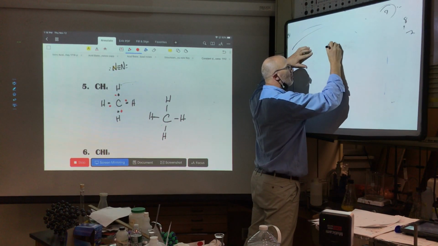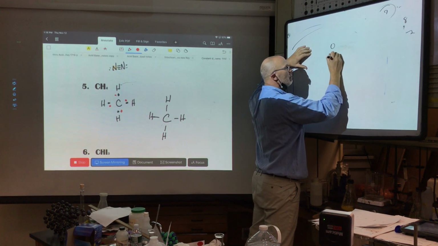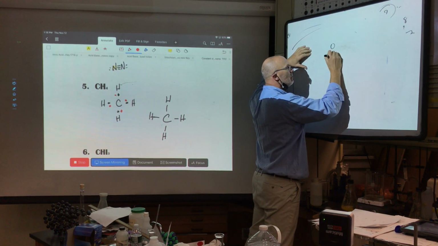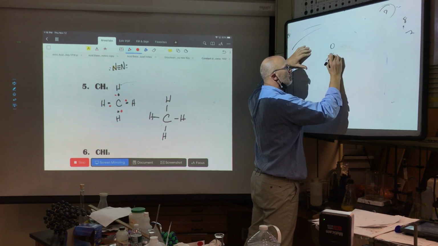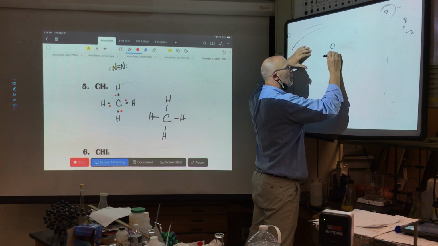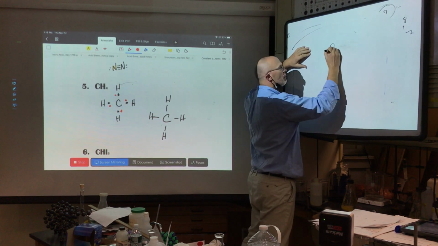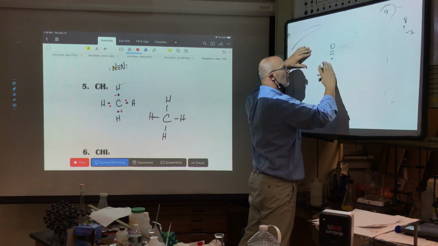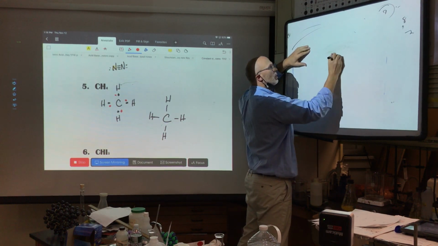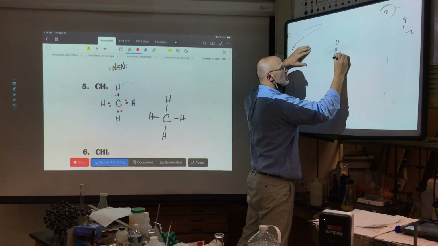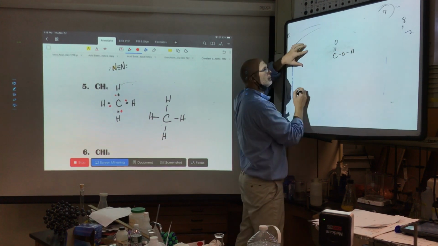Carbon double bonds to an O. Can you guess how many electrons are being shared? A double bond. If it was a single bond, it would just be that, right? But it's a double bond. In fact, let me draw it this way: carbon double bonds to an O, to another O, to an H.